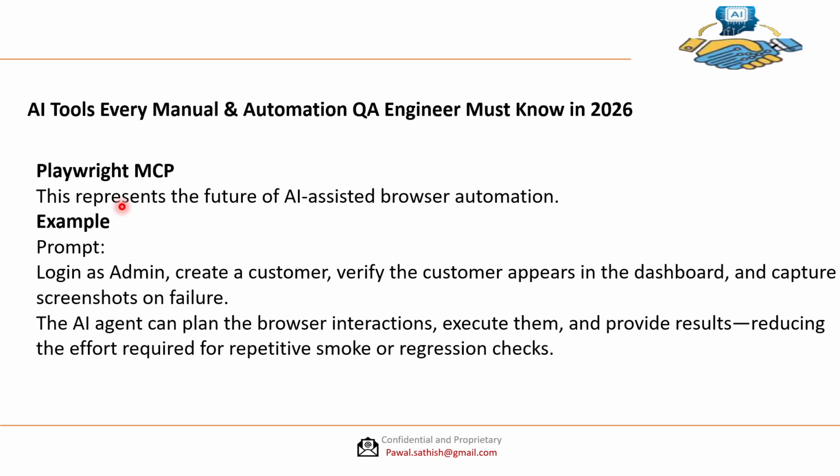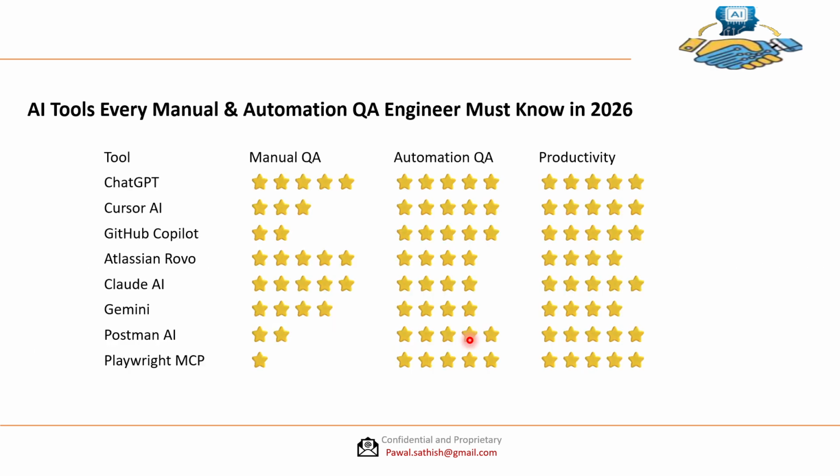The next AI tool we can use is Playwright MCP. This represents the future of AI assistant browser automation. If you are using the latest technology, then we can use Playwright MCP. We will give a prompt like: login as an admin, create a customer, verify the customer access on the dashboard, and capture a screenshot on failure. With Playwright MCP, the AI agent can plan the browser interactions, execute them, and provide the result, reducing the effort required for repetitive smoke or regression checks.